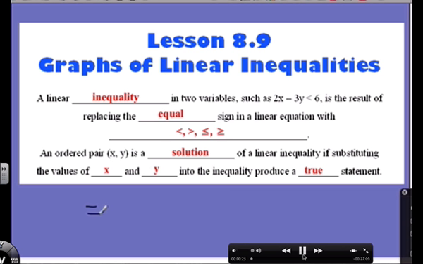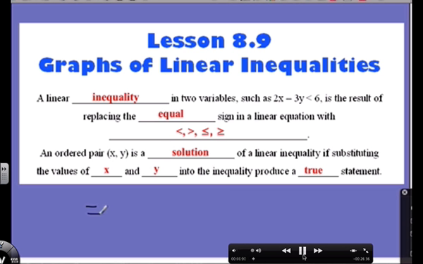In an inequality, you're going to see either less than, greater than, less than or equal to, greater than or equal to. Now, an ordered pair is a solution of a linear inequality if we substitute the x and the y into that inequality and it makes a true statement. Just like the linear equations.